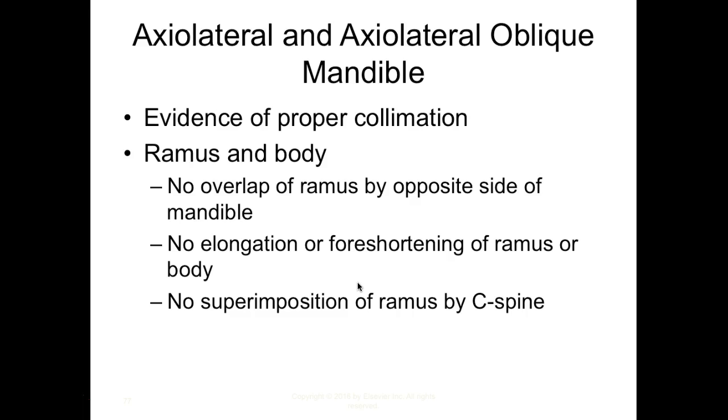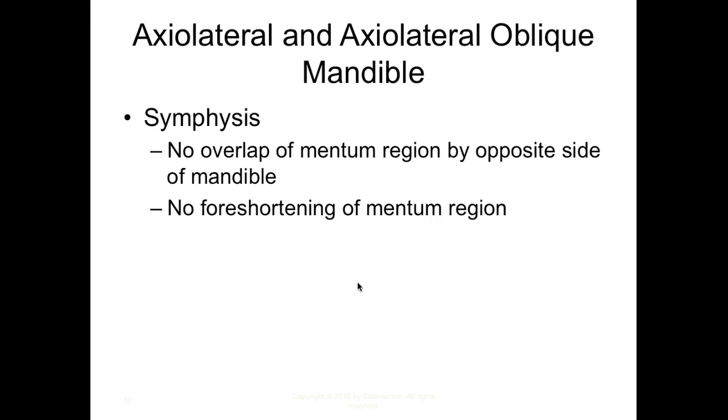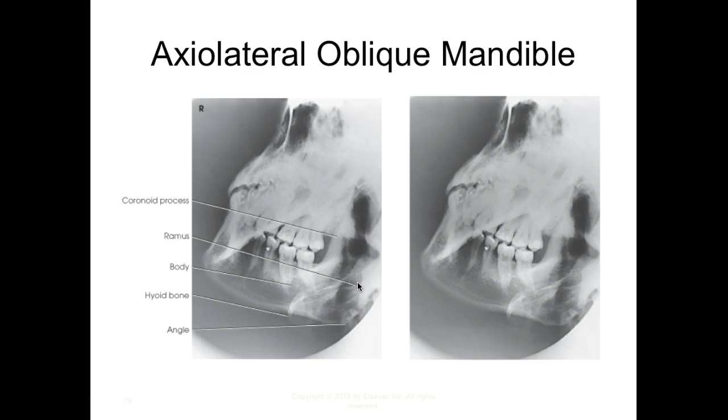All right, axiolateral and axiolateral oblique. So you want to see collimation for the ramus and the body, so no overlap of the ramus by the opposite side of the mandible. So you want it free from superimposition. You don't want any elongation or foreshortening of the ramus or the body, and no superimposition of the ramus by the C-spine. So you need to make sure that the chin is out, away from the C-spine. So for the symphysis, you want no overlap of the mentum region by the opposite mandible or the shoulder. No foreshortening of the mentum region.